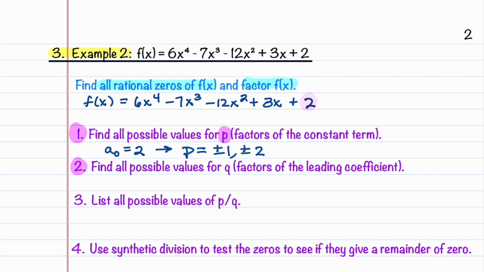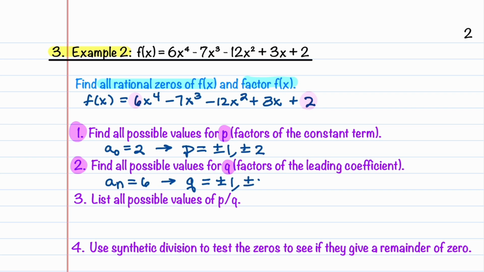Now let's find all the possible values for q. Q is the factors of our leading coefficient, and that's a sub n is equal to 6. We'll highlight that so you can see where that comes from right there. And then we have to list out the factors of 6. We'll start with 1, so plus or minus 1, plus or minus 2, plus or minus 3, and then plus or minus 6. Now what we're going to do is list out all possible values of p divided by q.